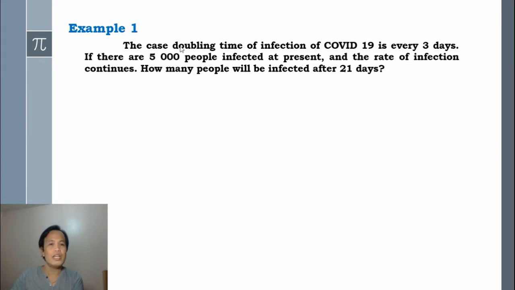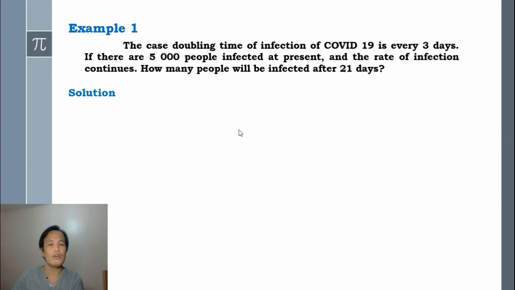We take now the initial value, 5,000 people infected at present. If the rate of infection continues, how many people will be infected after 21 days, considering that the amount of infection will double every 3 days?